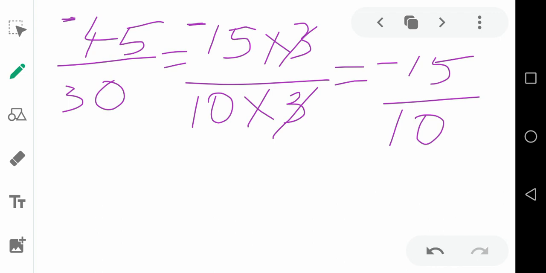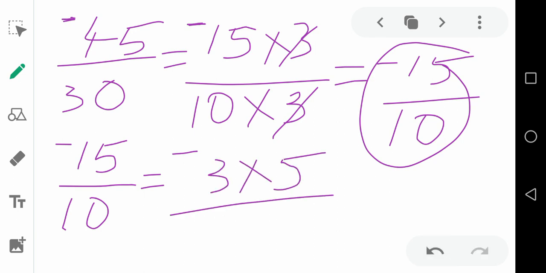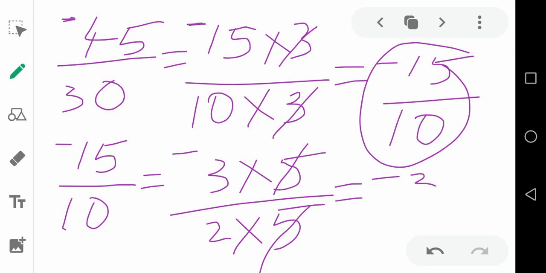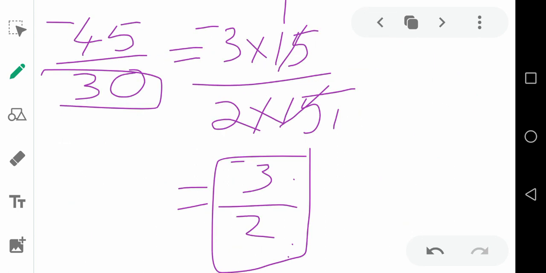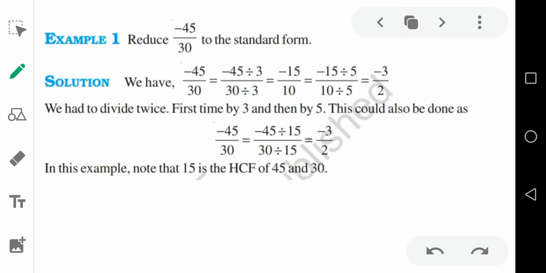Now again check minus 15 and 10. Is there any common factor for both? Yes, the 5 table it is going, right? So you have to again start. That is minus 15 by 10 is equal to, in the 5 table, minus 3 into 5. Anyway, you can write 5 into 3, whichever you want you can do. 2 5s are 10. So again 5 ones are 5, 5 ones are 5. The answer is minus 3 by 2. Anyway the answer is same. Here also minus 3 by 2, here also minus 3 by 2. So now it is in standard form. So this is how you have to bring it to the standard form.